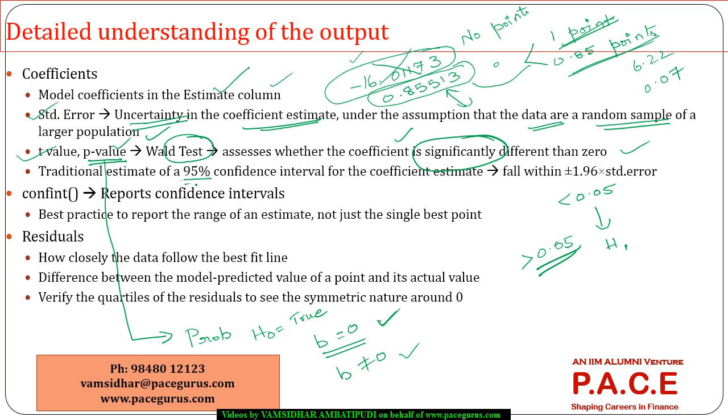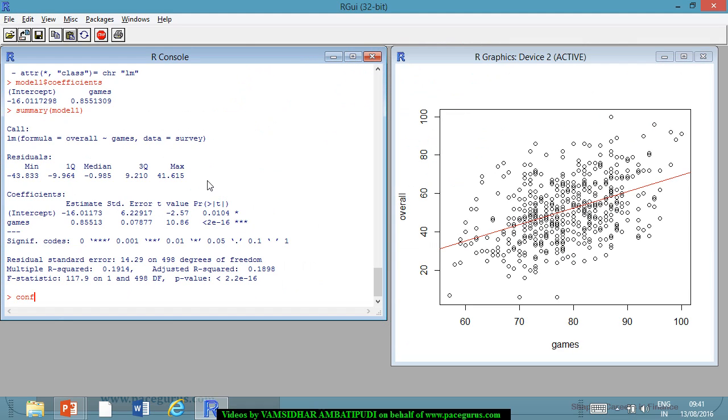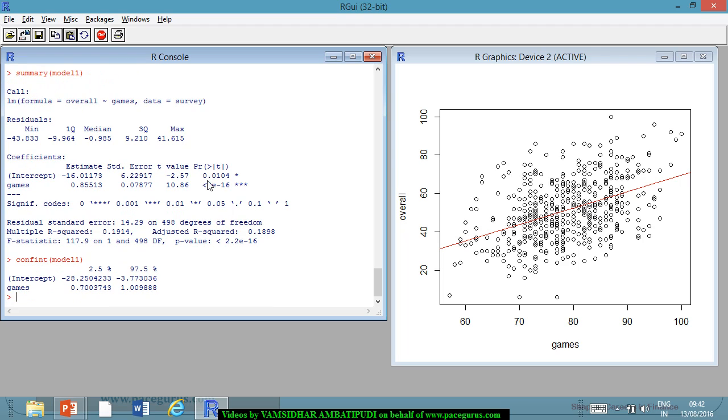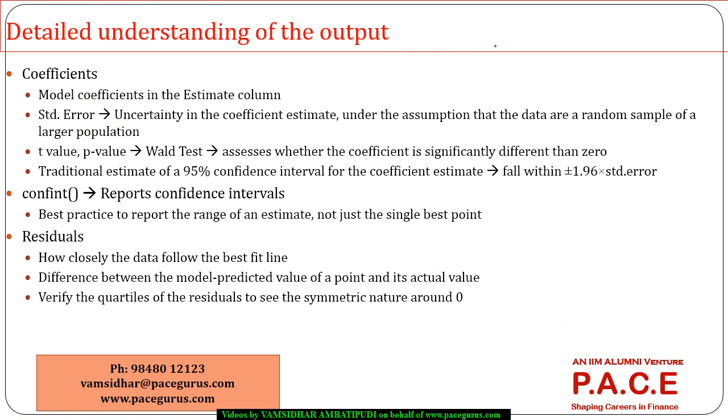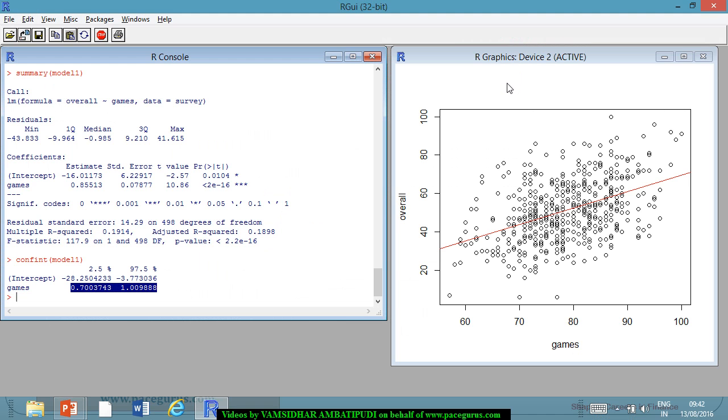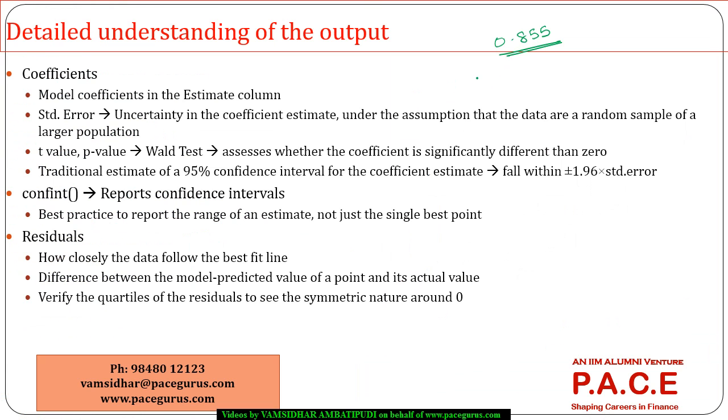Similarly, we can also get a 95% confidence interval estimate. I can take the confidence interval, confint, of my model 1, which gives the 95% confidence interval. If I am taking games, it means that though I have got the coefficient as 0.855, if I repeat this exercise with different data points, the coefficient for games could be anywhere between 0.7 and 1.0.